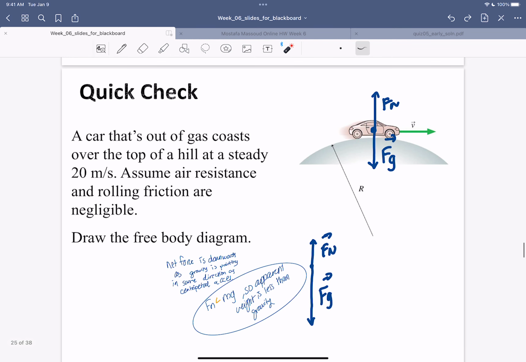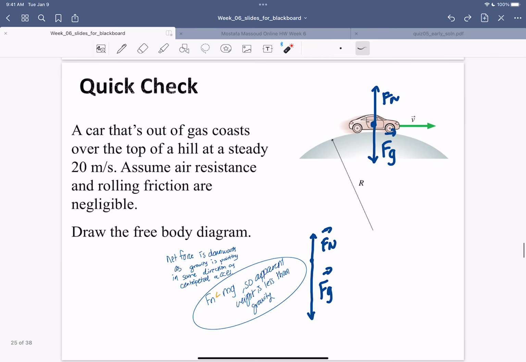So there's another example here. A car that's out of gas coasts over the top of a hill at a steady 20 meters per second. Steady 20 meters per second means constant speed, so uniform circular motion. Assume air resistance and rolling friction are negligible. So we have our forces here: normal force acting upwards, gravity pointing downwards, and this is a circular path. We can see that gravity is pointing along the negative y-axis towards the center of the circle, giving us centripetal acceleration and a centripetal force.